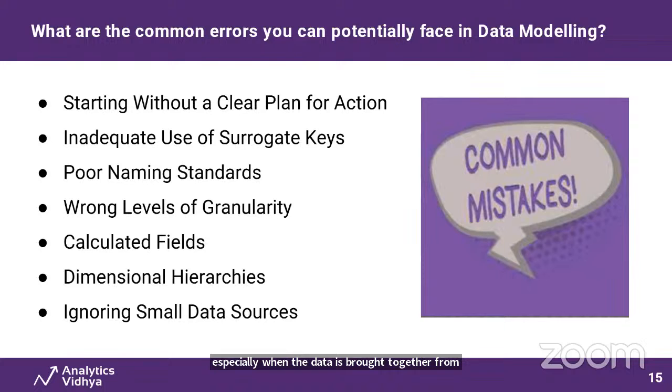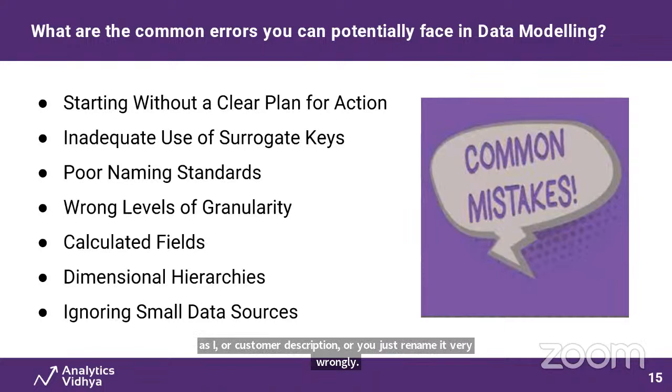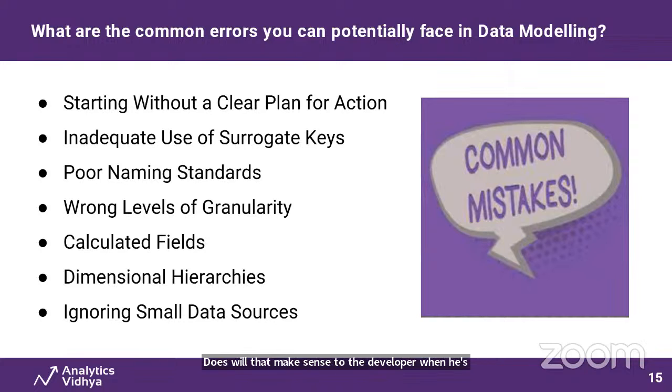For example, if you name a customer's name as customer description, or you just rename it very wrongly, will that make sense to the developer when he's building the database? No, right? So this is very important when you build a data model: give it the right name which describes that field correctly.